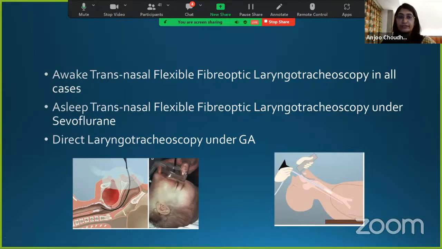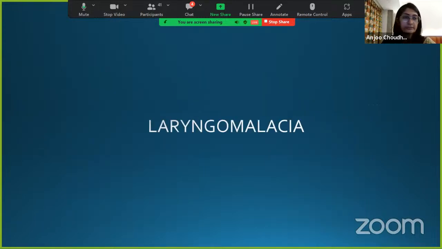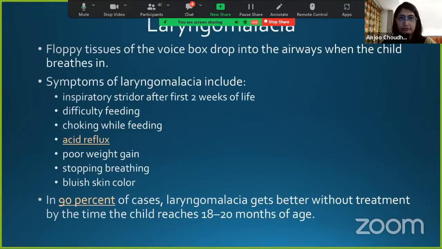Among the different pathologies we find during examination, most common in the neonatal period would be laryngomalacia, which you all would be interested in. It is the floppy tissue of the voice box that drops into the airway when the child breathes in. Symptoms usually are inspiratory stridor. Here, you should notice that it starts after the first 2 weeks of life. So any stridor that presents immediately after birth need not necessarily be laryngomalacia, because the history typically starts after 2 weeks. It increases over the next few weeks to 6 months, and then the laryngomalacia stridor starts reducing.